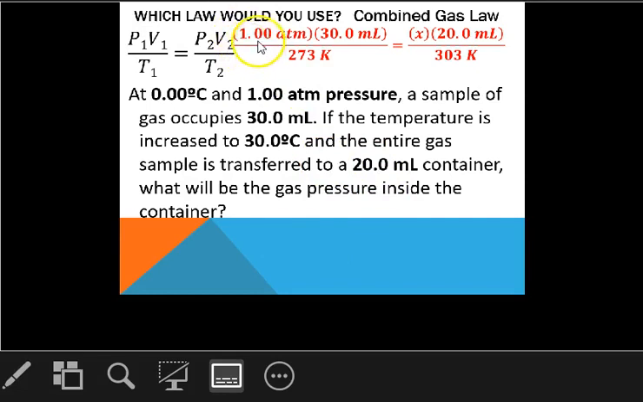Here we go. 1 times 30 times 303 equals, divided by open parentheses 273 times 20 close parentheses, equal sign. When you solve this problem, you'll get 1.66 atmospheres. It's coming out in atmospheres because my original pressure was in atmospheres.